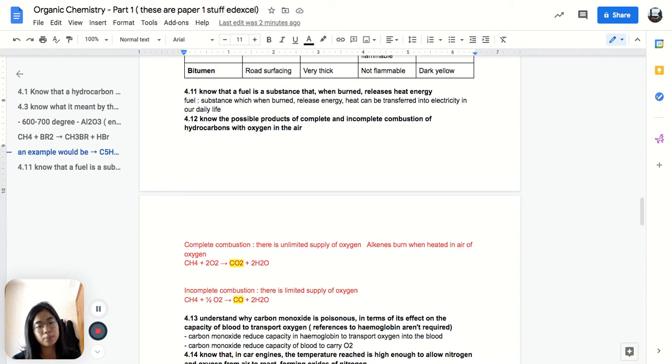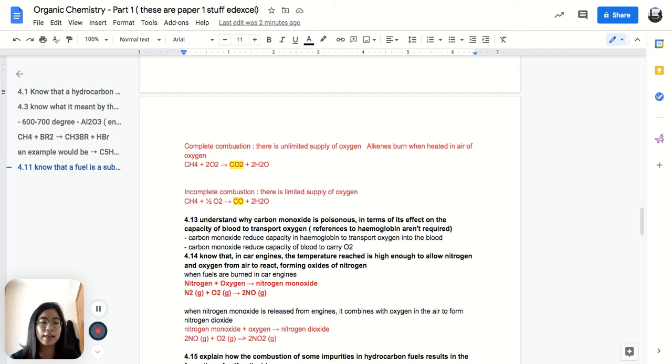4.12: note the possible products of complete and incomplete combustion of hydrocarbons with oxygen in the air. If you don't remember, I already talked about that in the introduction, but I'm just going to remind you once again. Complete combustion is when there is an unlimited supply of oxygen, and it will give off CO2, carbon dioxide.